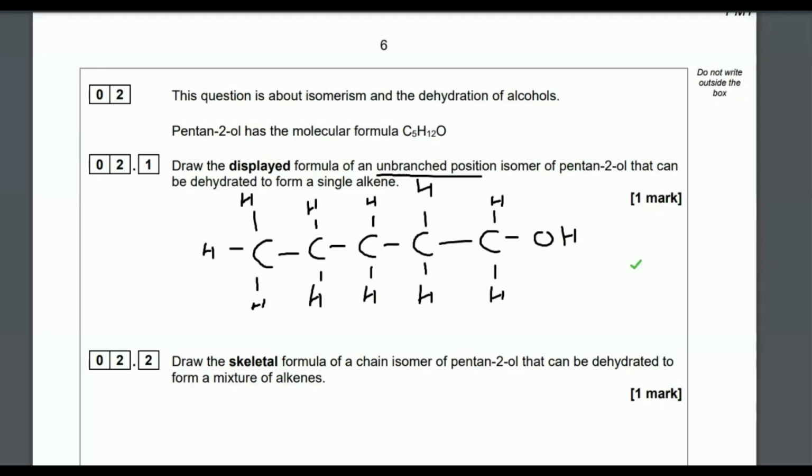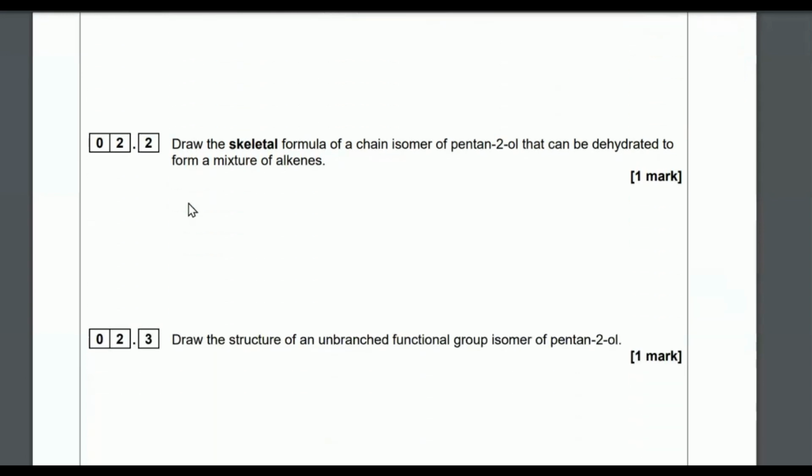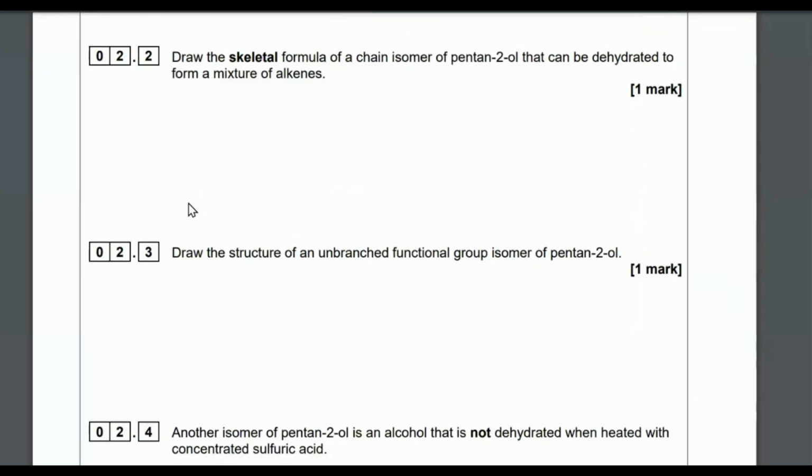Okay, let's move on. Now we've got question 2.2. Draw a skeletal formula. Right, question 2.2. Draw the skeletal formula of a chain isomer. So now we're told we have to disrupt the chain, so we can't keep it as pentan-. We're changing the chain, so it's going to be like methylbutanol or something like that. So draw the skeletal formula of a chain isomer of pentan-2-ol that can be dehydrated to form a mixture of different alkenes. So it can form more than one alkene.